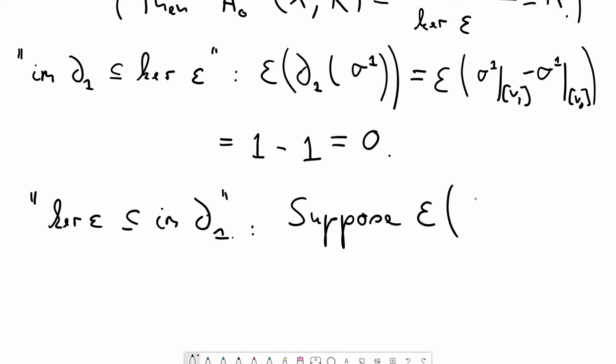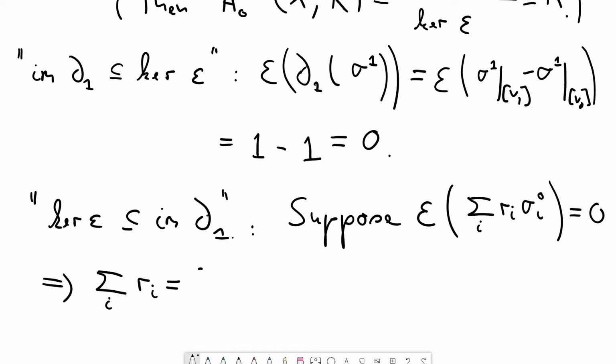So let's write here the sum over i of R_i sigma naught i, and let's assume that this is 0. Well, what does this mean by definition of the augmentation homomorphism? It means that this coefficient sum is 0. All right, and from knowing that the coefficients of our 0 chain satisfy this condition, that the sum is 0, we now have to produce a singular one chain of which this 0 chain is a boundary.